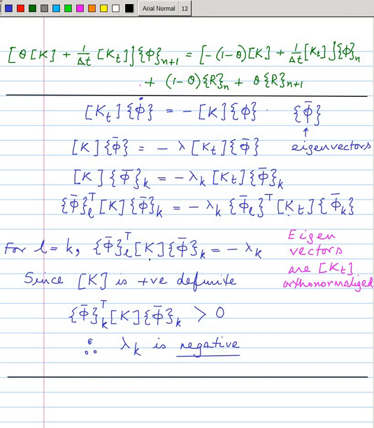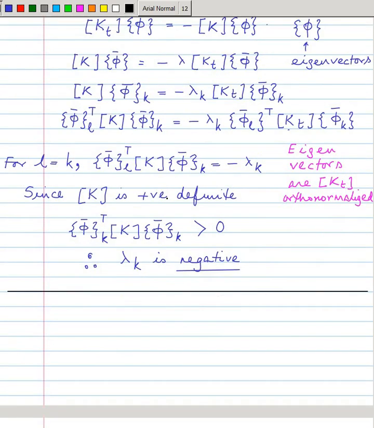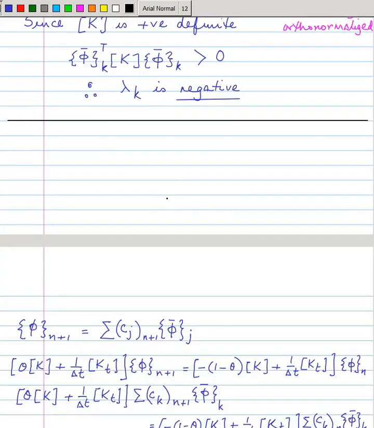So for L equal to k, this is minus lambda k, and since K is positive definite, phi k transpose K phi k is always greater than 0. So this lambda k has to be negative. This we have already seen during mode superposition. We are just revising it again because it will be required in the subsequent derivation.